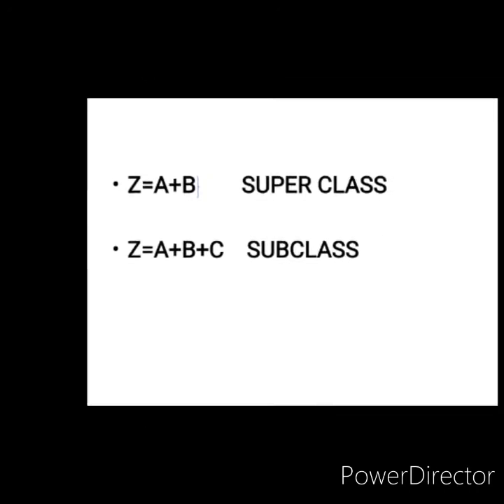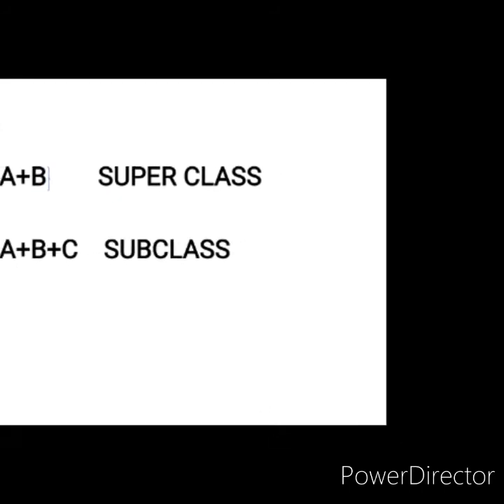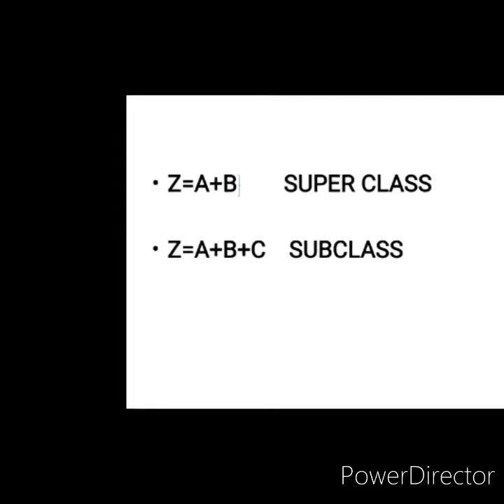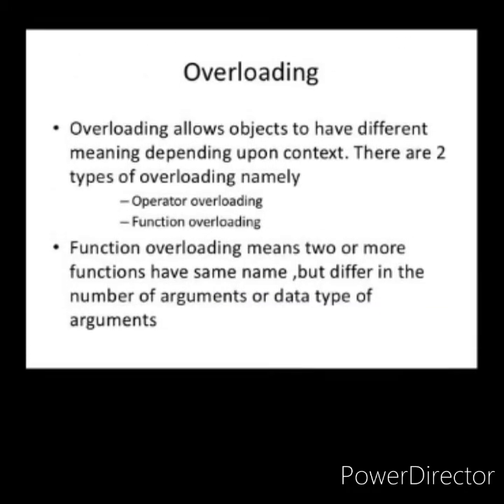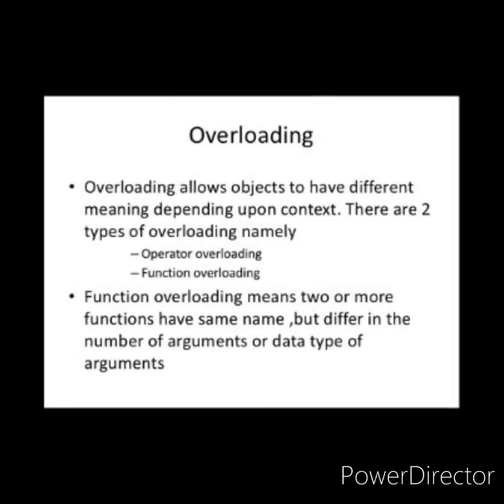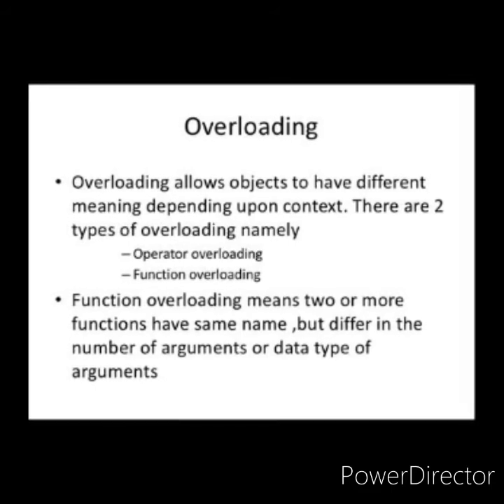So in inheritance you will come across two different kinds of classes, called the subclass and the superclass. The already existing class is called the superclass. The class which you derive from it, the new class, is called the subclass.